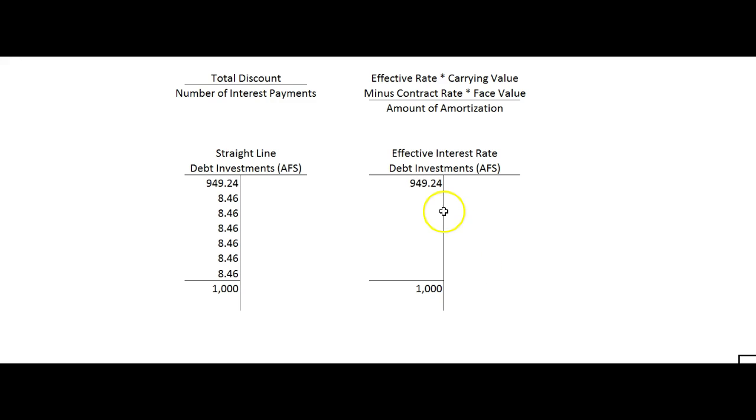But we're still going to go from the same thing. We're still going to go from $949.24 up to $1,000. We're just going to go at a little different pace. We're going to take the effective rate times the carrying value of the bonds minus the contract rate times the face value, and that's going to give us the amount of the amortization. I, for the life of me, cannot remember that formula, but I can remember that a journal entry is supposed to balance.